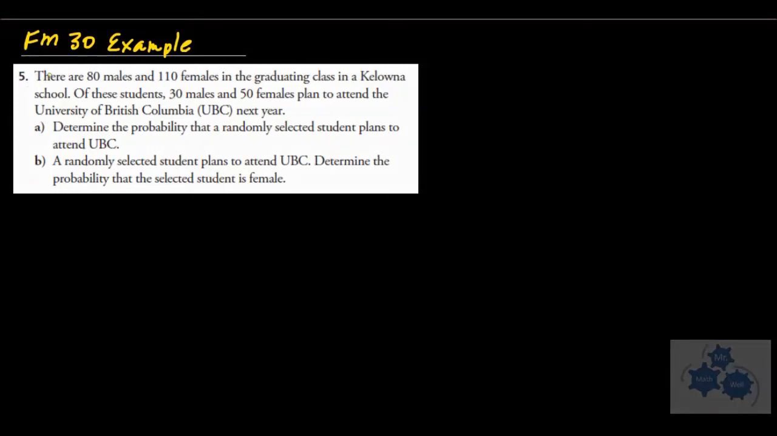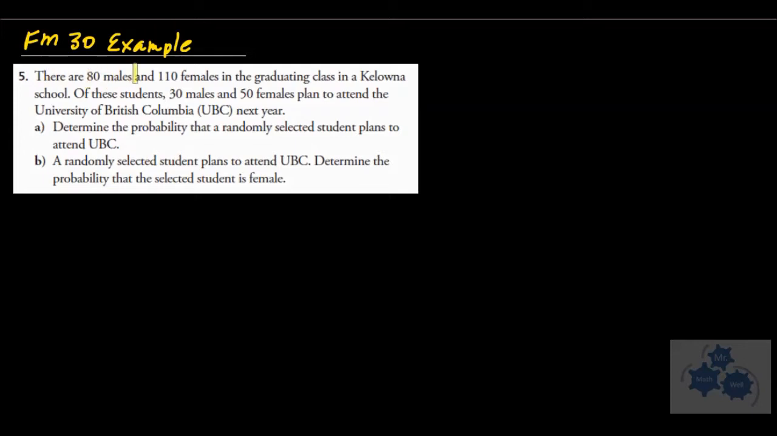All right, here's an example from section 5.5, Foundations of Math 30. This is the conditional probability section, and this is number 5 in your textbook on page 351 if you're following along in this course. So here's what the example looks like.